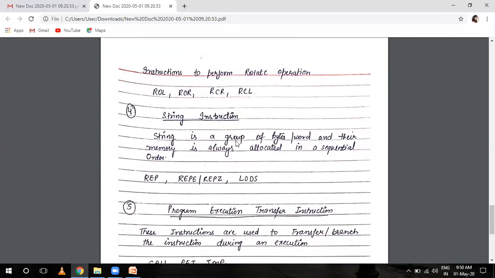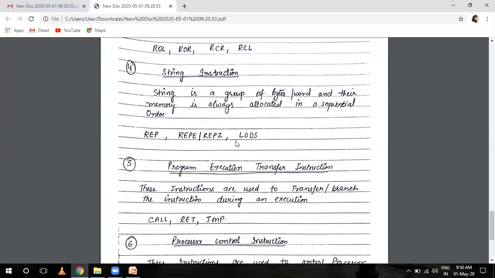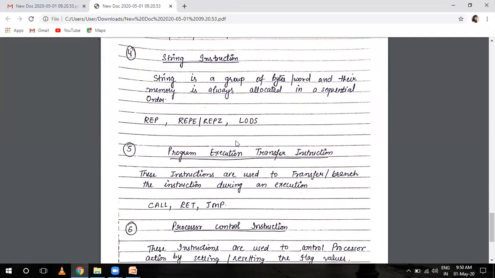A string is a group of bytes or words, and its memory is always allocated in sequential order. Examples you can take are REP or REPZ, LODS. REP is used to repeat the given instruction till CX is 0. REPE is used to repeat the given instruction until CX is 0 or the zero flag is 1.